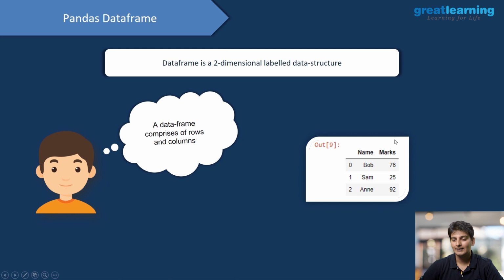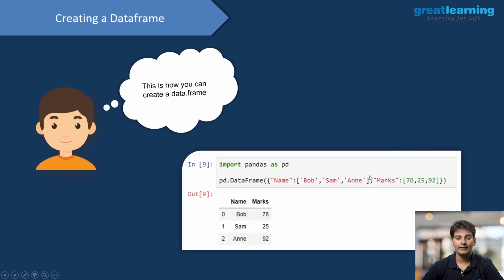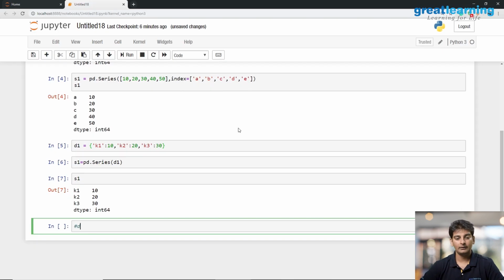And then we've got marks. Marks is another individual column. When you look at the values inside this marks column, 76, 25, and 92, all of these are integer values, right? So this is how a data frame looks. To create a data frame, all you have to do is use the pd.DataFrame method, and then you can create it from a dictionary over here. The key becomes the column name, and these values become the row values over here. So let me create a data frame.